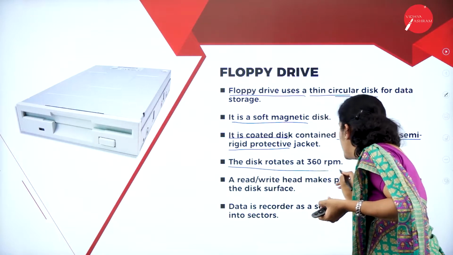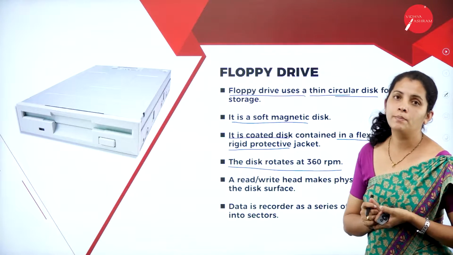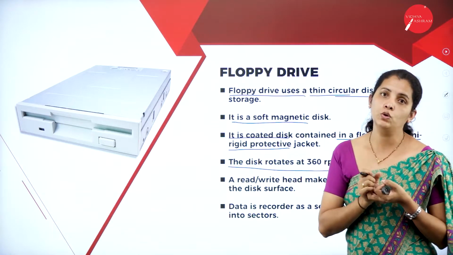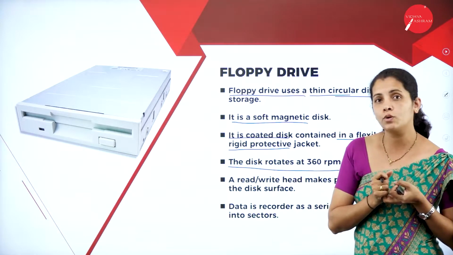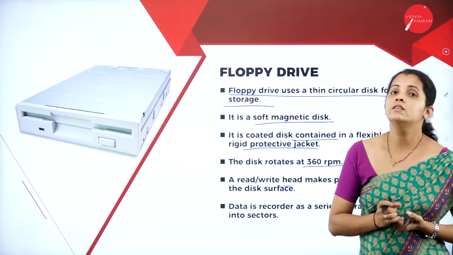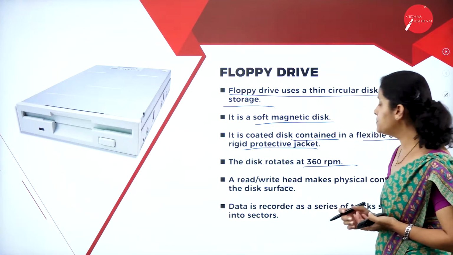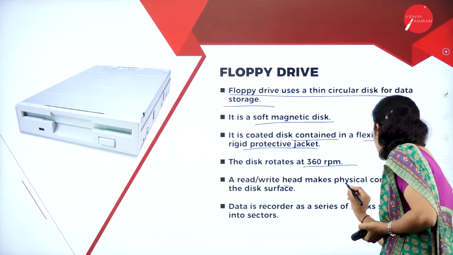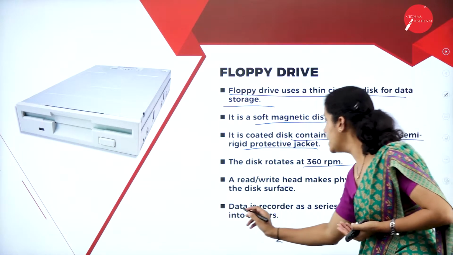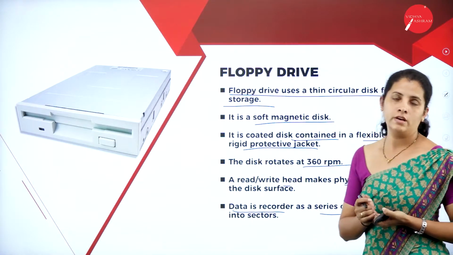So what is the speed of the floppy disk? That is 360 rotations per minute. That means the disk is capable of rotating 360 rotations per minute. The floppy disk has a read and write head, and that is responsible for making physical contact with the disk surface. Along with that, data is recorded as a series of tracks.